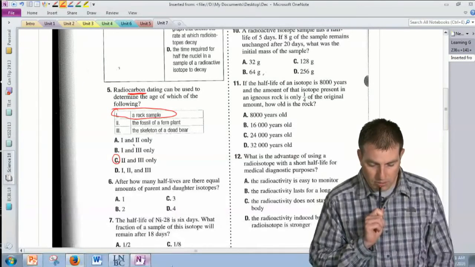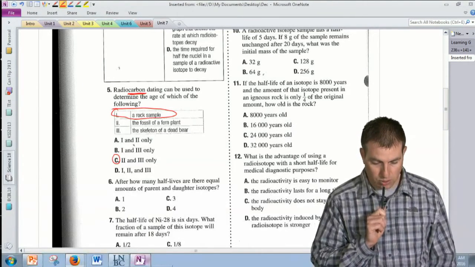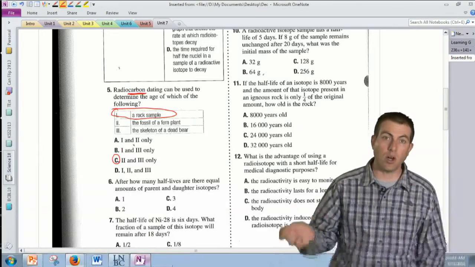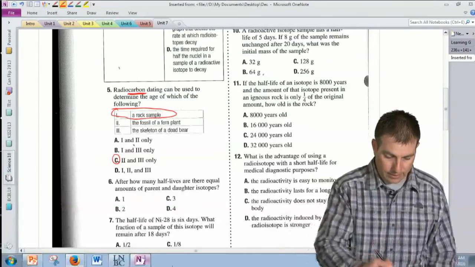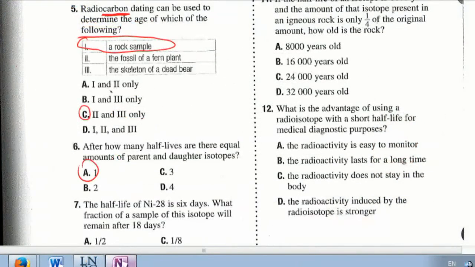Number 6, after how many half-lives are there equal amounts of parent and daughter isotope? So parent is what you're starting with. Daughter is what you're changing into. You guys decided on A for 1 half-life. And that's right, yeah, for sure. So if we drew a graph, our parent would go down like this, and our daughter would be the inverse of that. And where they crossed, right here, would be at 1 half-life. So that's great. So half the substance is decayed, perfect. If half of it's gone, what's the other half? That's daughter.